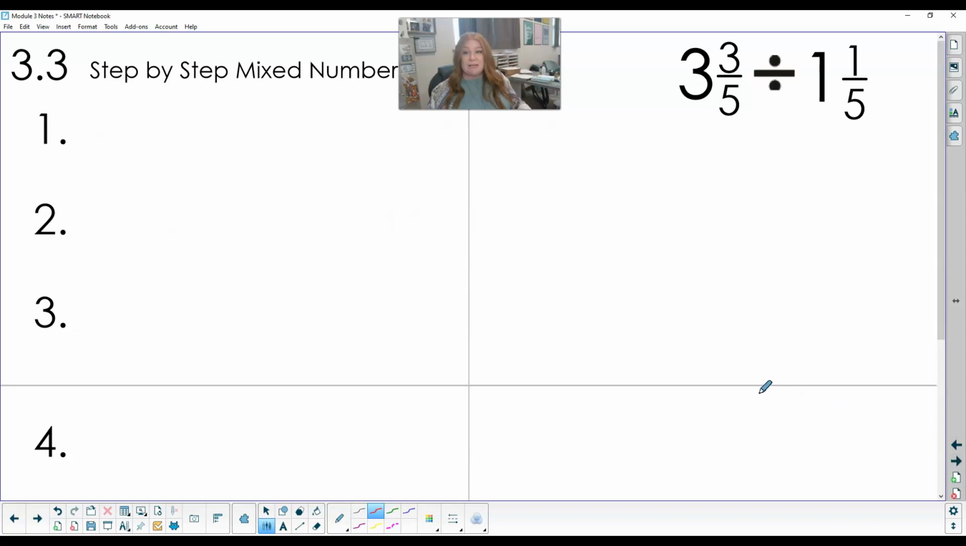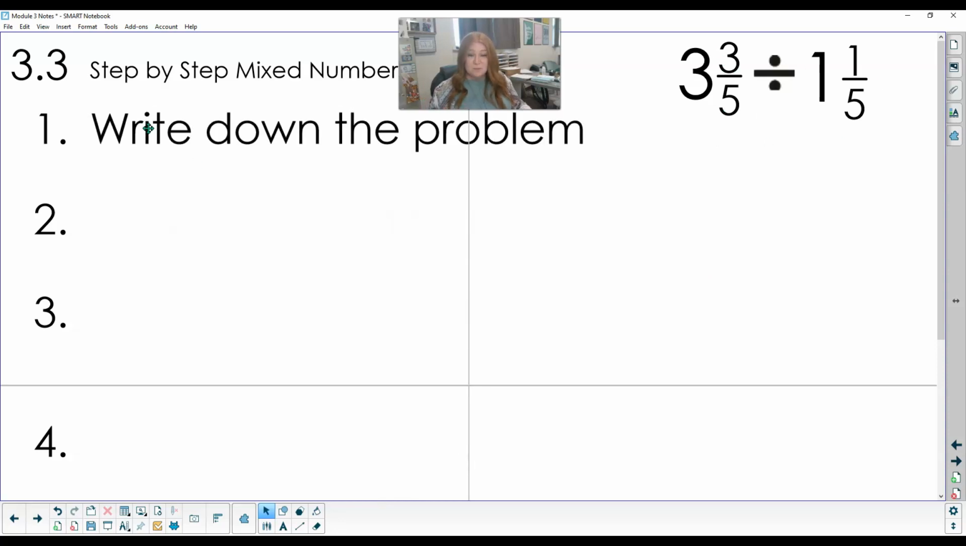So as we're doing step-by-step mixed numbers, it's very similar to just dividing fractions. However, there are a couple extra steps here. We've got this problem we are working with. First, let's write down the problem. Make sure we have this here. So it's already written down for you.